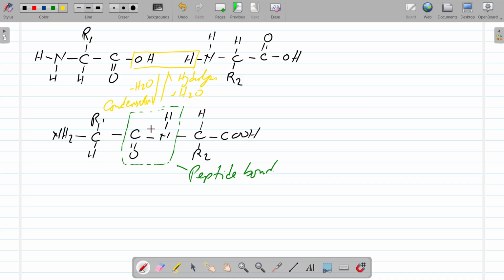When saying adding water, it's not like you take a bottle of water from the fridge and just pour it on some protein, and it will start breaking up. It's just that chemically, the hydrogen and the OH is returned to its original positions, and so the molecule is split.